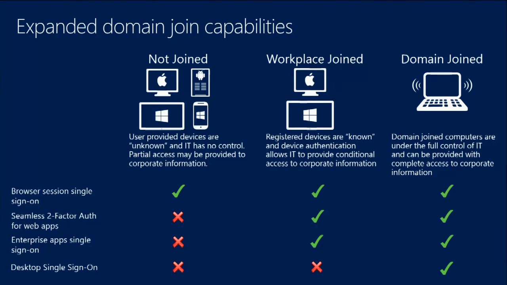The domain join is the full plate. I have everything. I have the capability to do browser sign-on, the two-factor auth, the enterprise app single sign-on, as well as the desktop single sign-on. So it's important to note the differences between these three capabilities. And the new one is in the center, the Workplace Join.